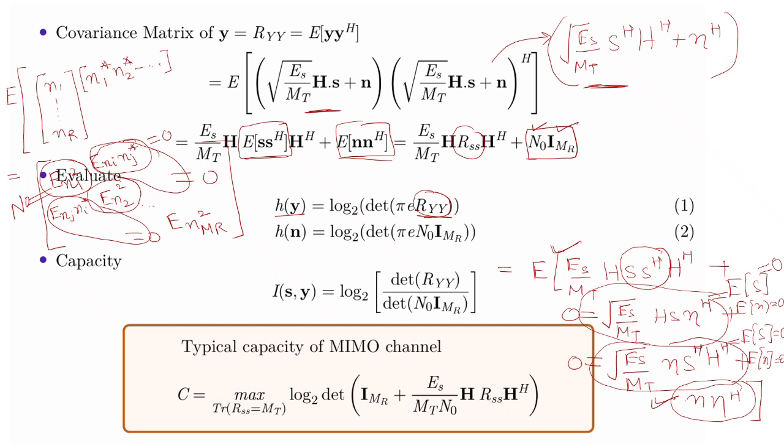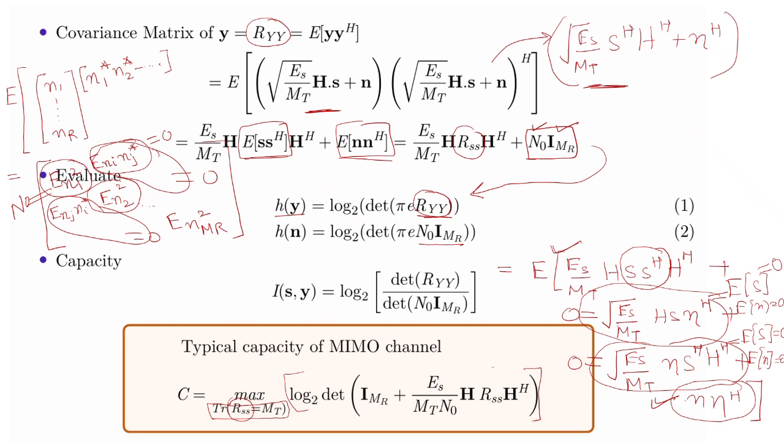So now we have the expression for R_YY. We simply substitute this expression into the expression for h of y. So we get h of y and we already have h of n, the covariance of noise, given by N naught I_MR. Then you simply do the calculations and you will get the capacity of the MIMO channel, which is given as capacity maximized. We have the power constraint, so we are maximizing over R_SS, and this is the expression for mutual information. So we have log 2 determinant of I_MR plus Es by Mt N naught H R_SS H Hermitian.